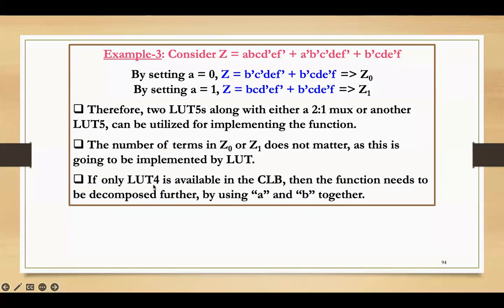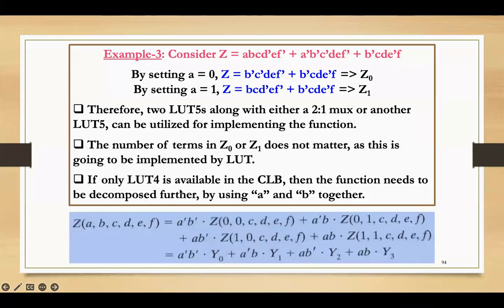If only a 4-input LUT is available in the CLB, then the function needs to be decomposed further by using A and B together. Instead of just A, I can take B also. Remember in the previous slide, I showed you how when A is taken, I replace A with 0 if I'm taking it as A bar, and I replace A with 1 if I'm taking it as A. Similarly, I can take another variable, B also, if my availability is just 4-input LUTs.